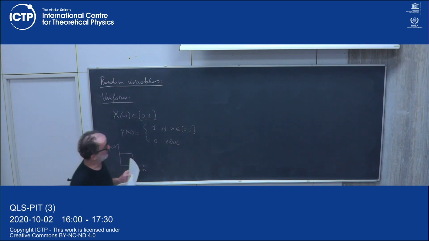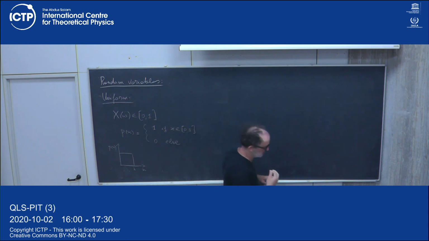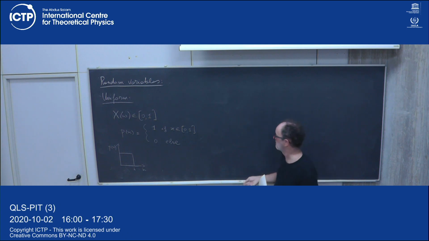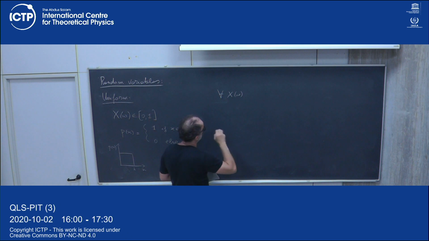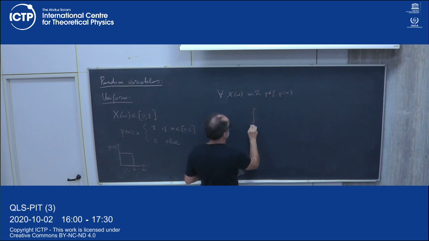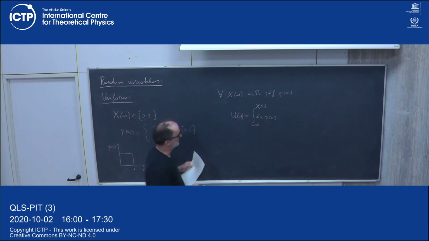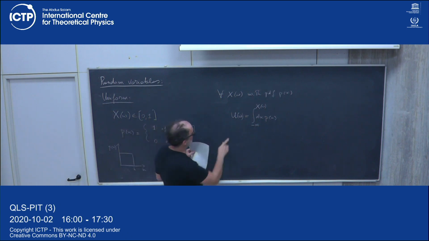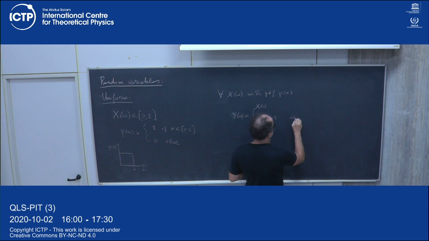There is an important fact that allows you to draw random variables from uniform random variables, which is the following: for any random variable x of omega with PDF p of x, if you consider the following integral, then this is a uniform random variable. Let me call it Y of omega. So this random variable is uniform.